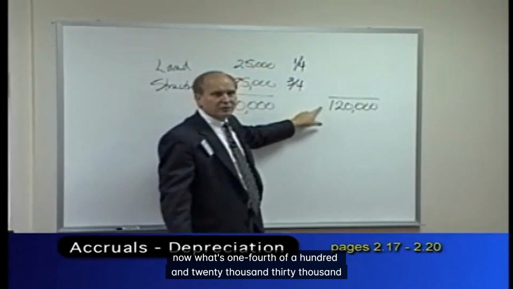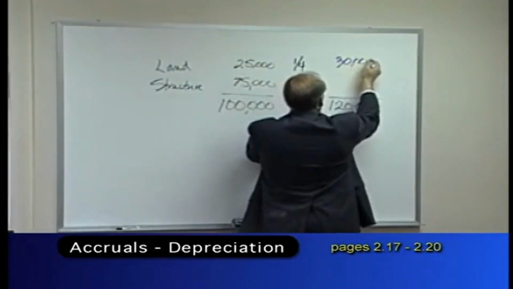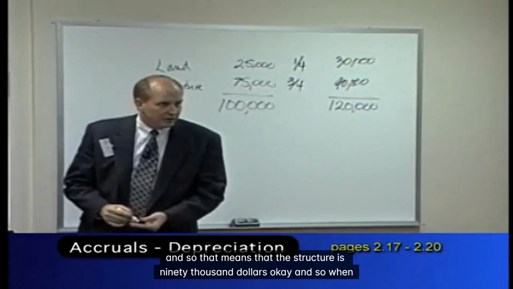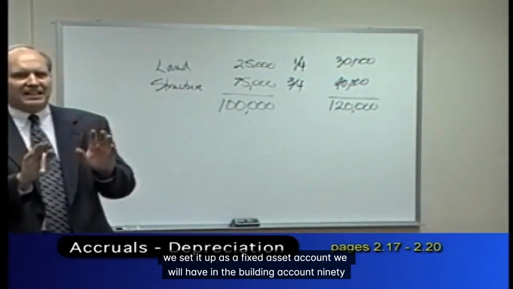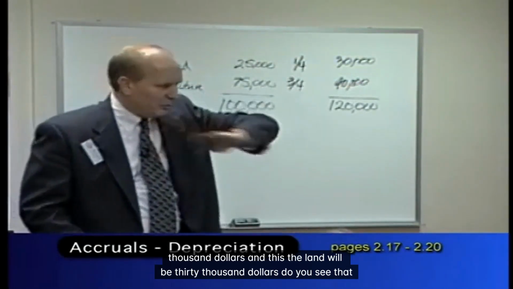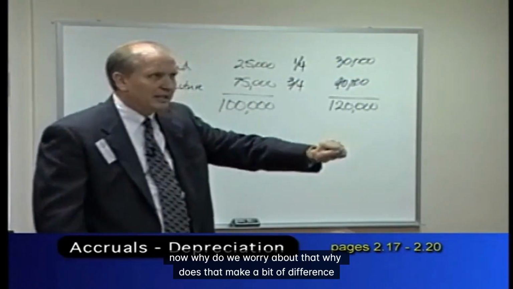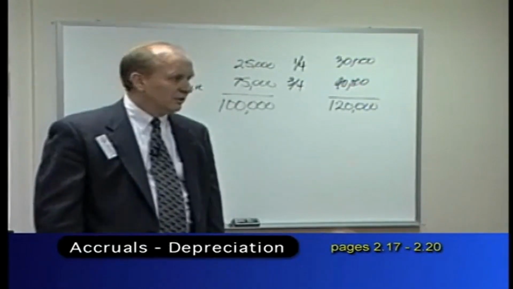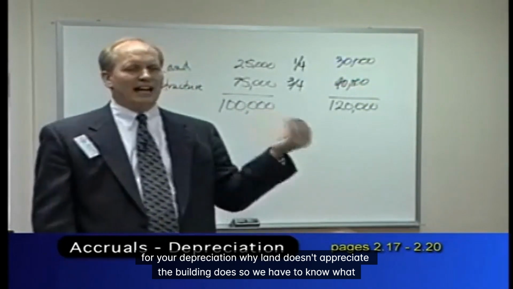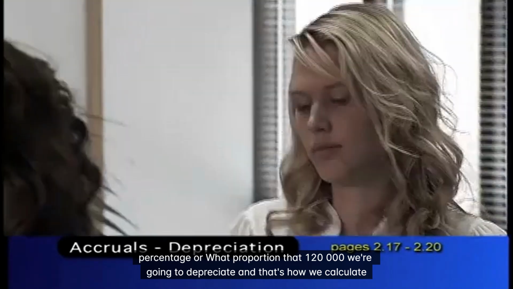Now, what's 1/4 of 120,000? 30,000. And so that means that the structure is $90,000. Okay? And so when we set it up as a fixed asset account, we will have in the building account $90,000, and the land will be $30,000. Do you see that? Now, why do we worry about that? Why does that make a bit of difference? For your depreciation. Why? Land doesn't depreciate. The building does. So we have to know what percentage or what proportion of that $120,000 we're going to depreciate. And that's how we calculate it.